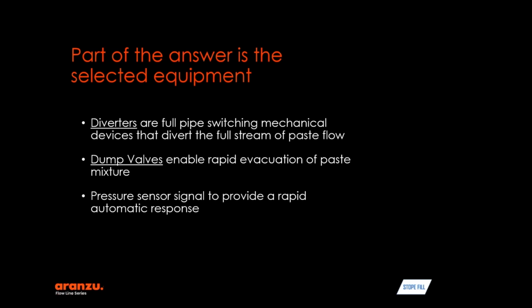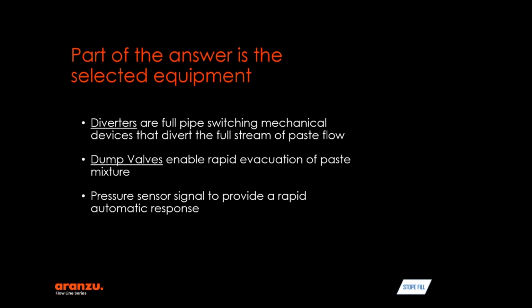So key pieces of the selected equipment include a diverter, which is a full pipe mechanical switching device that diverts the full stream of paste flow and has no dead zones of stagnant cemented mixture that will block. Some of the functions required of a diverter are a full pipe diversion for dumping to sump for a blockage response, a quick system changeover to a new stope, upstream isolation for work crew safety, and a pressure rating of up to 20 MPa.